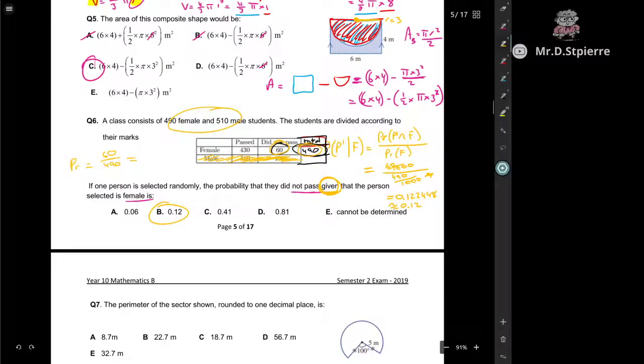And you would have noticed, maybe looking at the fraction previously, that 60 divided by 1,000 over 490 divided by 1,000, if you try to just simplify that fraction, that 1,000 and that 1,000 cancel out and you get 60 divided by 490. It all works out. So there's two ways to do it.